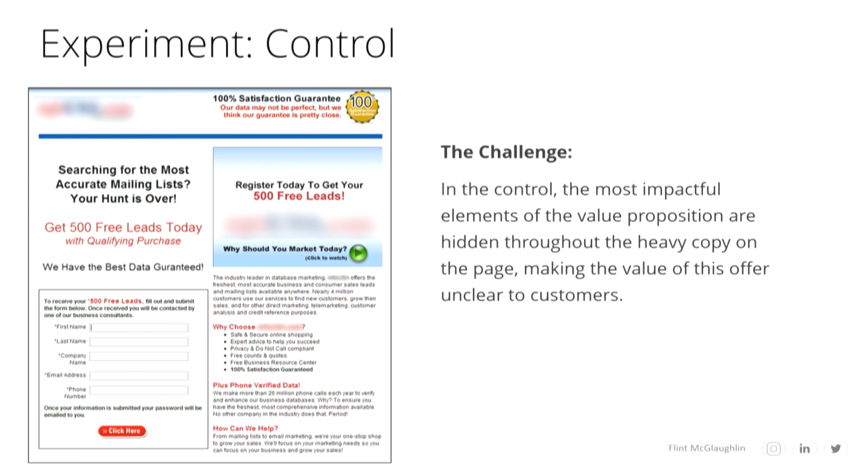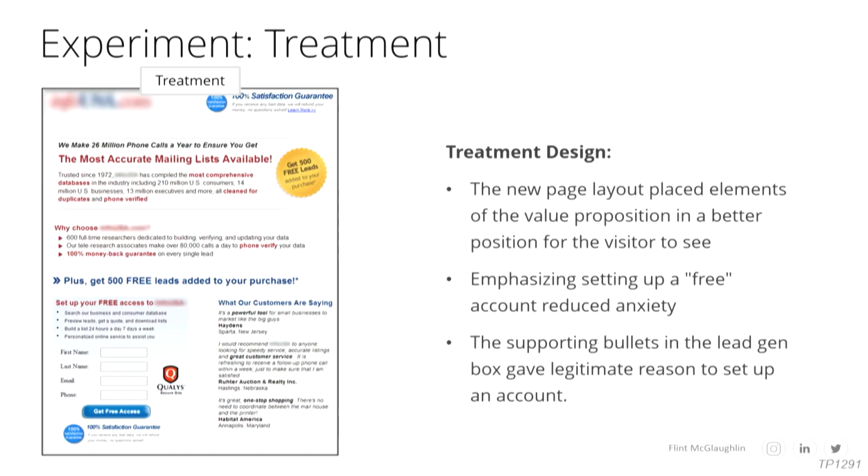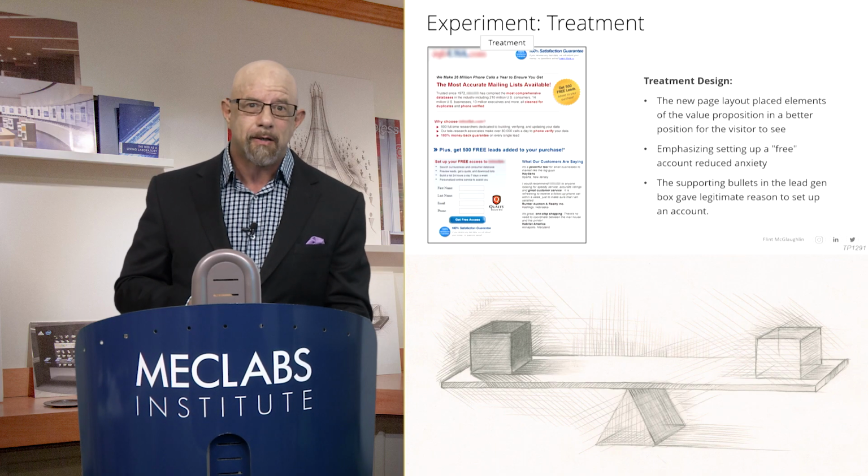Nobody reads it. It's out of the eye path. The page is designed wrong, laid out wrong. I mean, nobody reads it. But we took it over here and put it at the top of the page: "We make 26 million phone calls a year to ensure you get the most accurate mailing list available." By the way, they really did make 26 million phone calls a year.